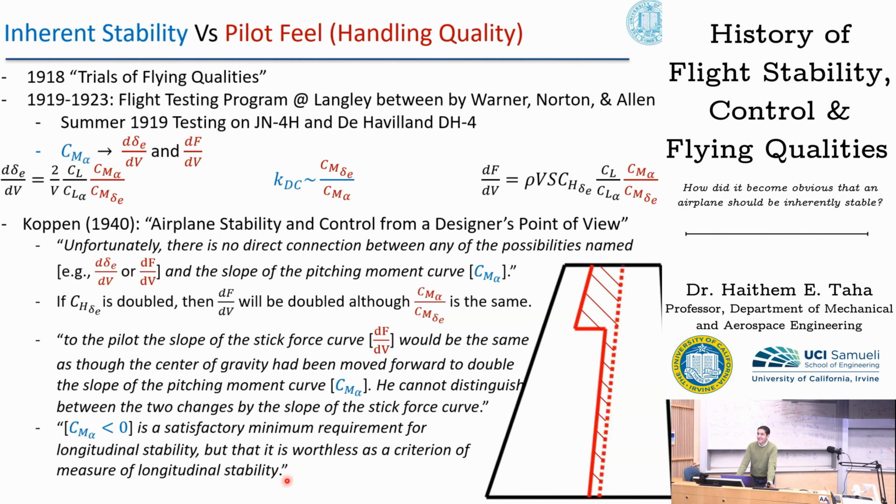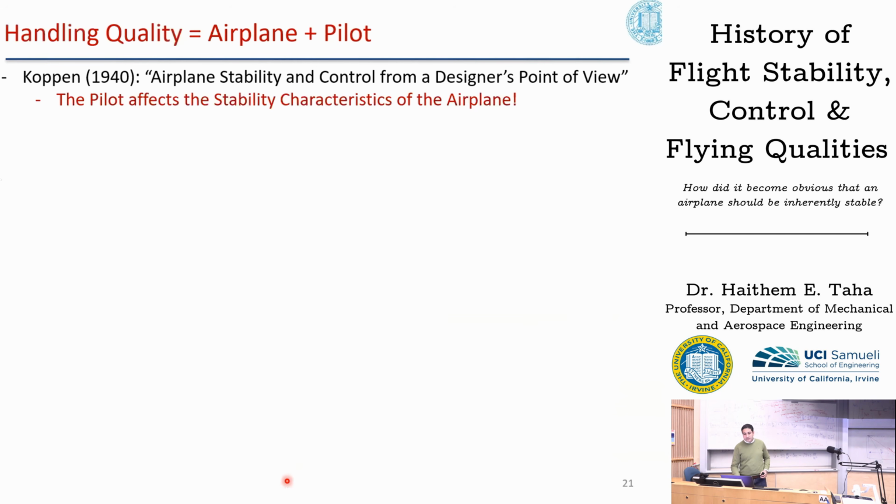So I'm sorry, guys, to ruin the beautiful relation that we built throughout the course of CM alpha, I know, but that's what they found. In fact, he referred to a very interesting point, that the pilot affects the stability characteristics of the airplane. Because if the airplane experiences some disturbance, the pilot will instinctively correct for that disturbance, will not wait for the airplane to respond on its own.